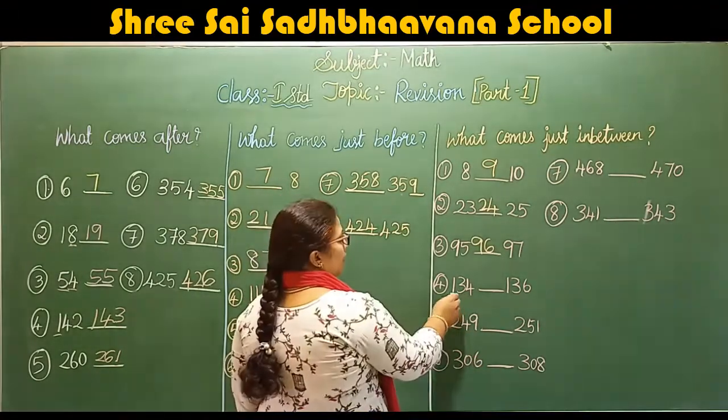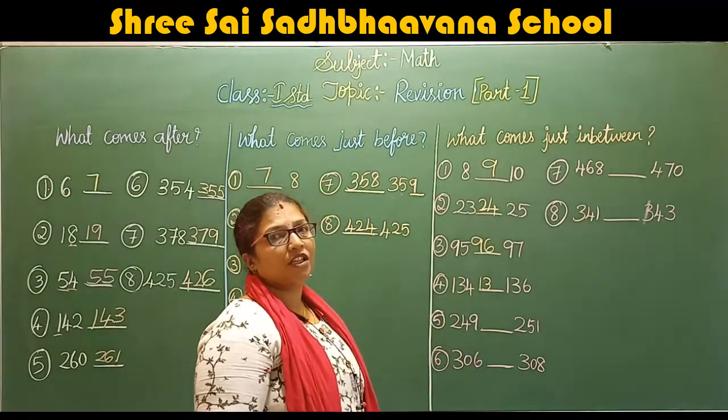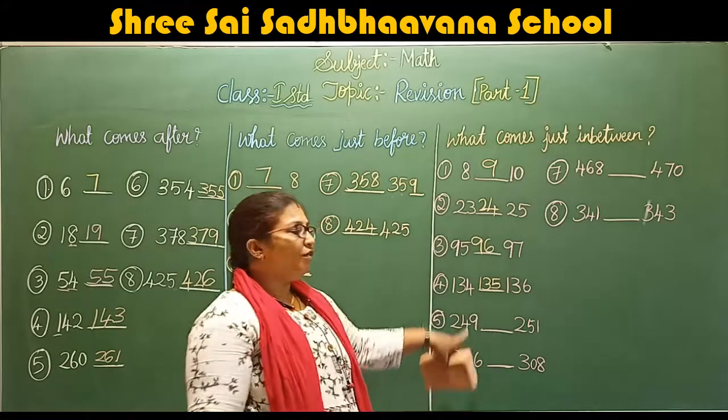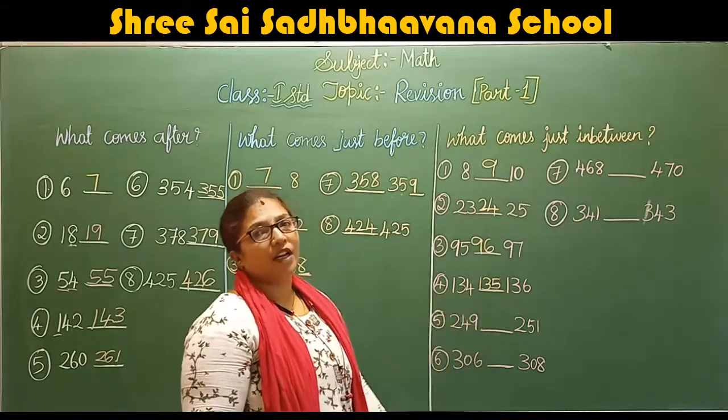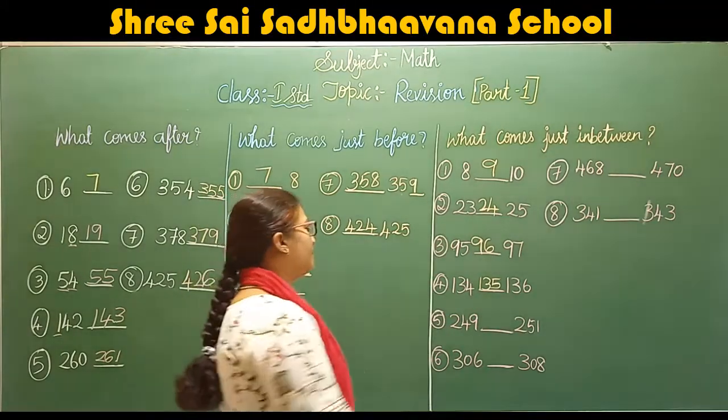134. 134. 4 after which number you have to write? We have to write 5. 134, 135, 136.